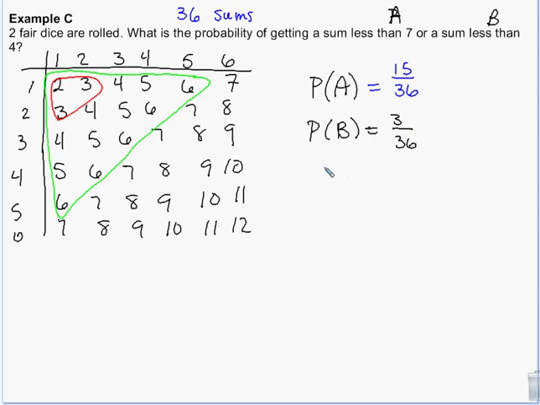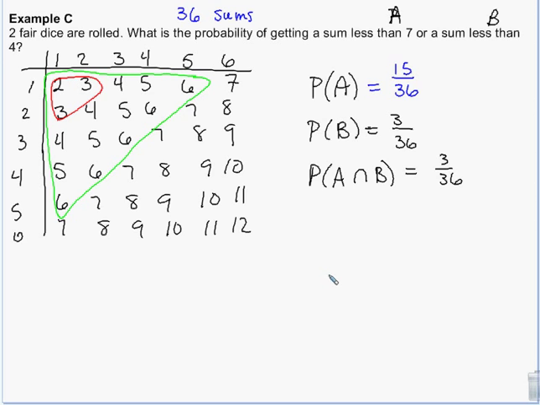Now, we have to say, what is the probability of both A and B? Being less than 7 and being less than 4. Well, if you're less than 4, you are also less than 7, right? So this 3 right here that's less than 4 is also less than 7, so they get counted right there. 3 out of 36.